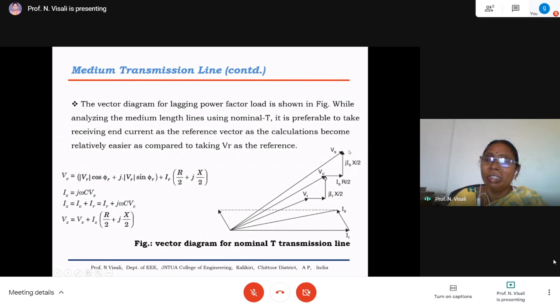So VC is nothing but VR cos phi R plus j times VR sin phi R plus IR into R by 2 plus j times X by 2. This I have already explained. IC is nothing but j omega C VC. And IS is nothing but IC plus IR, that is IR plus j omega C VC. Then Vs is VC plus the drop across the impedance, IS into R by 2 plus j times X by 2. With this, we get the vector diagram of the medium transmission line.